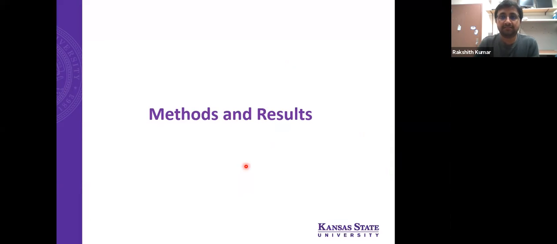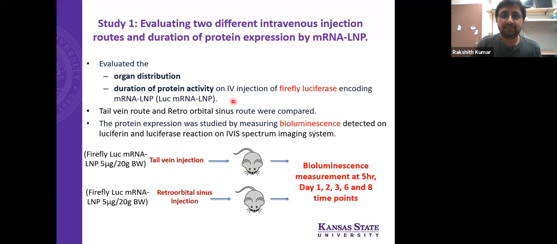Methods and results. I'll tell both in parallel. First I'll tell the methods and then the results. Study 1: evaluating two different intravenous injection routes and the duration of protein expression by lipid nanoparticle complexed mRNA. In this study, they evaluated the organ distribution and also the duration of protein activity on intravenous injection of firefly luciferase encoding mRNA. They chose two routes: one is the tail vein route and the other is the retroorbital sinus route.